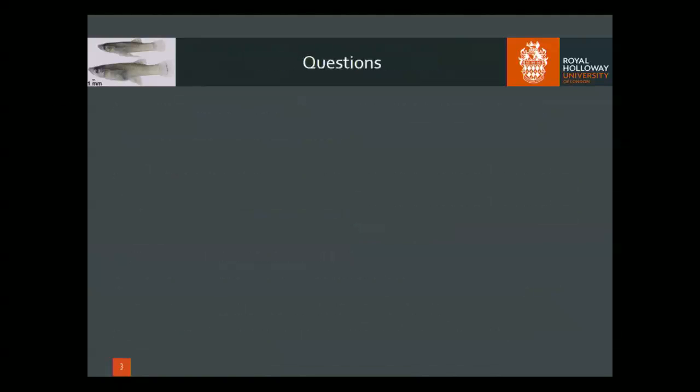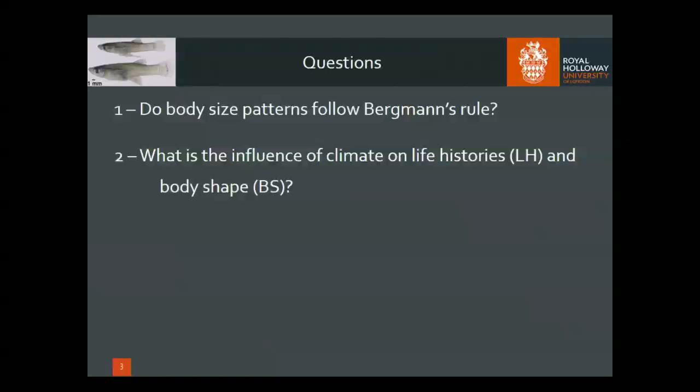So here we're basically trying to address this in a live-bearing fish, the eastern mosquitofish, Gambusia holbrooki. And we're trying to look at a set of four different questions. The very first one is simply: do Gambusia holbrooki have patterns that conform to Bergmann's rule across their natural distribution in the US?